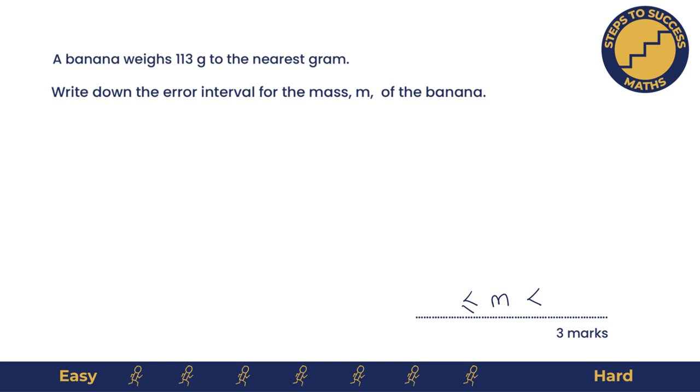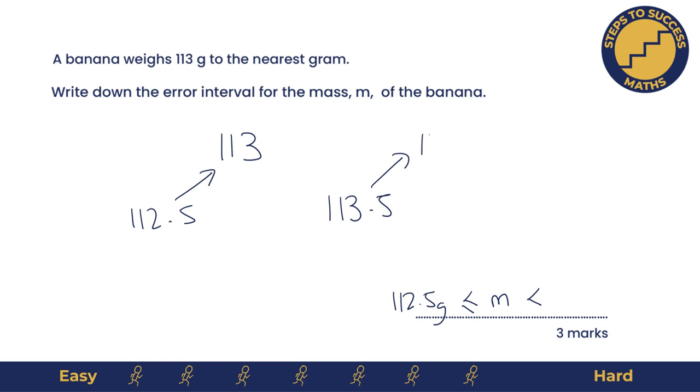Remember, the error interval on the right-hand side, it doesn't include the equal sign, and that's really important to get your final mark. So what's the smallest number you could have written down that would round to 113 when it's to the nearest gram? So that's going to be 112.5, and the biggest number is going to be 113.5. That's where it would round up, so we want everything less than that.